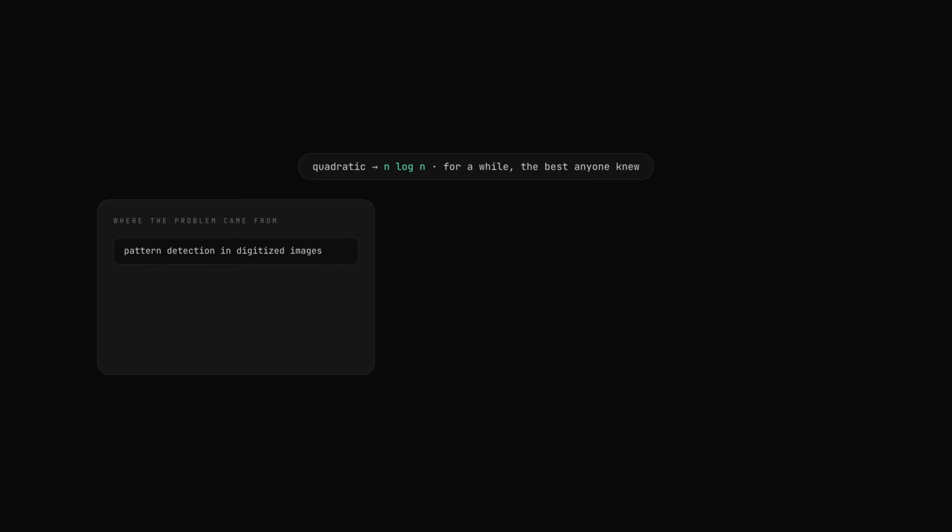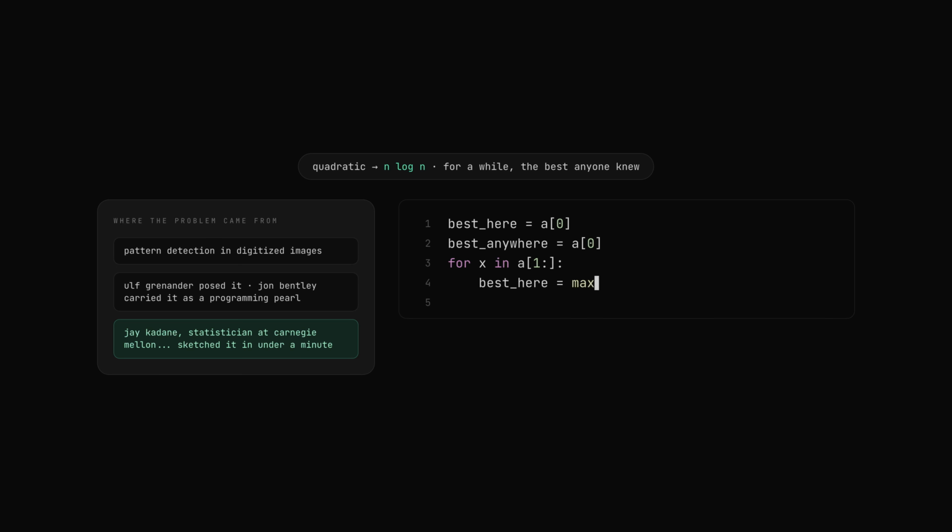The problem comes from pattern detection in digitized images. Uwe Grenander posed it, John Bentley carried it around as a programming pearl. Then Jay Kadane, a statistician at Carnegie Mellon, heard it in a seminar and sketched, reportedly in under a minute, a plain loop that beats the recursion.